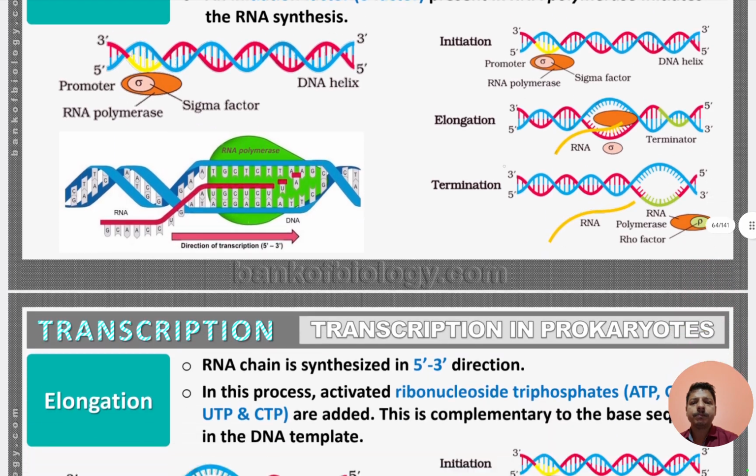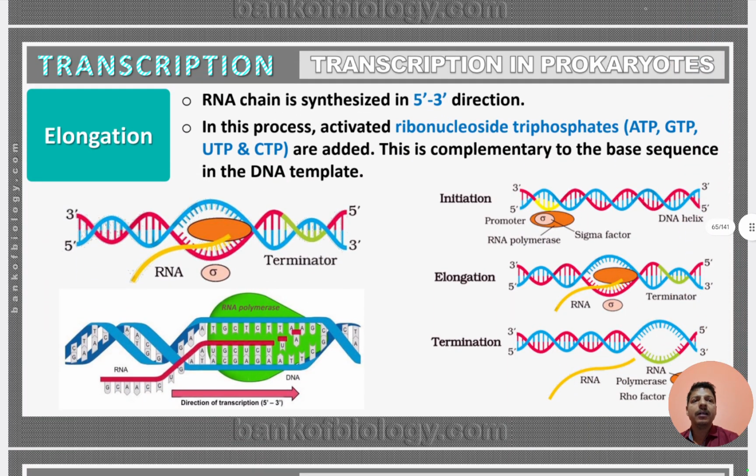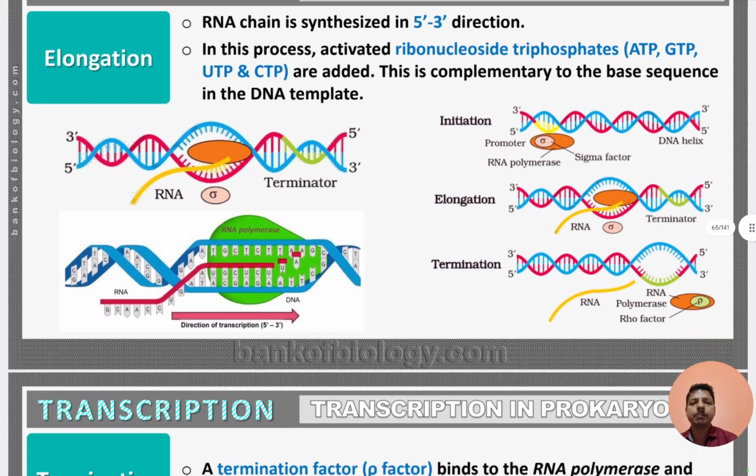Then elongation. The RNA chain is synthesized in the 5' to 3' direction. In this process, activated ribonucleoside triphosphates ATP, GTP, UTP or CTP are added. This is complementary to the base sequence in the DNA template. And that's the elongation process.